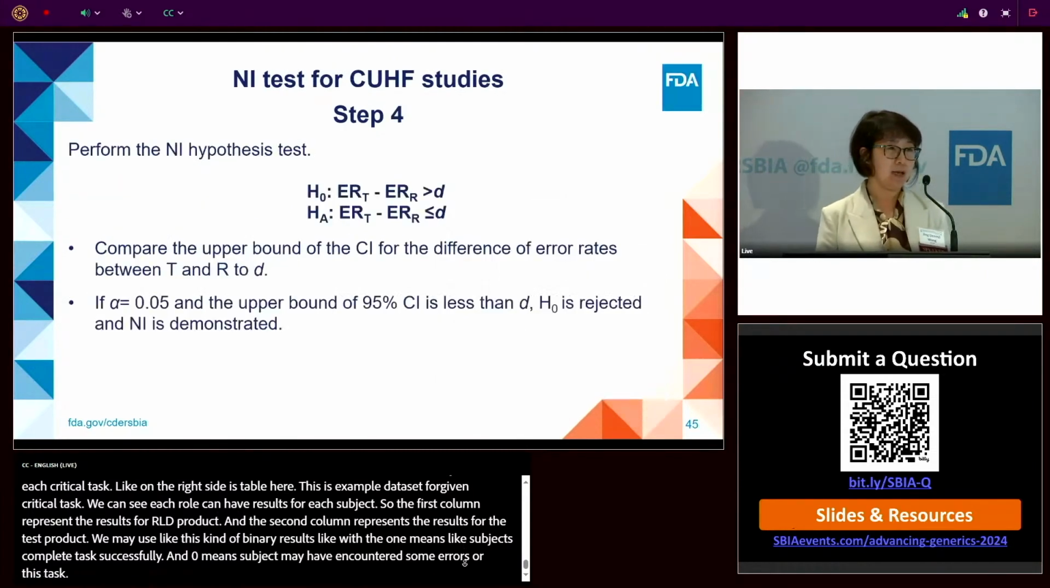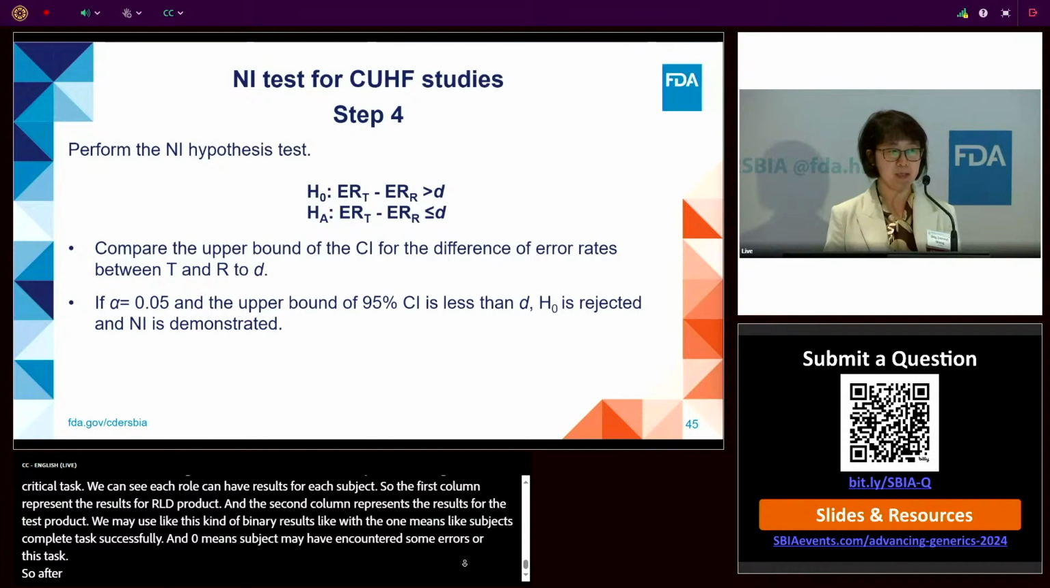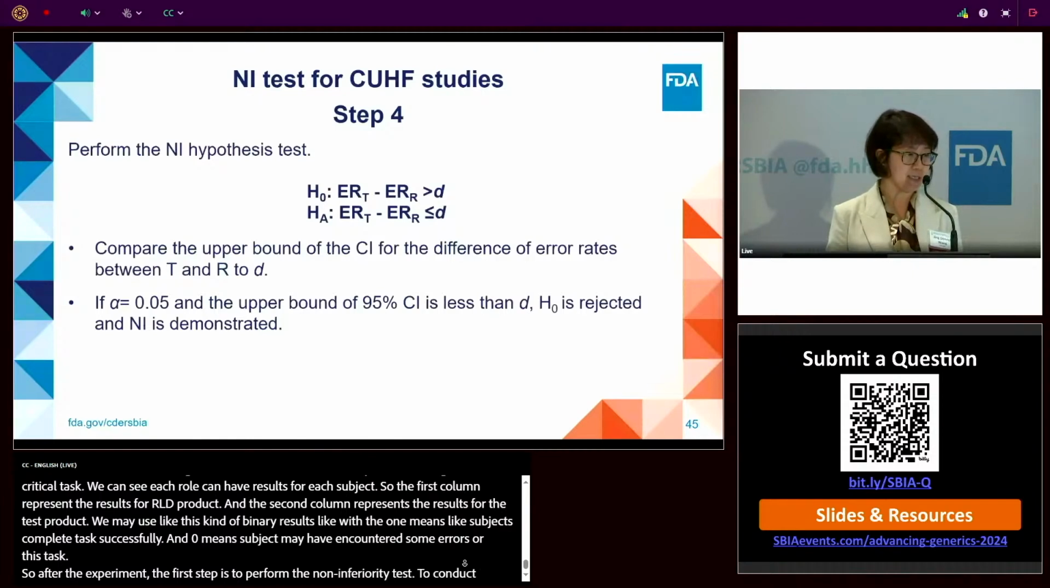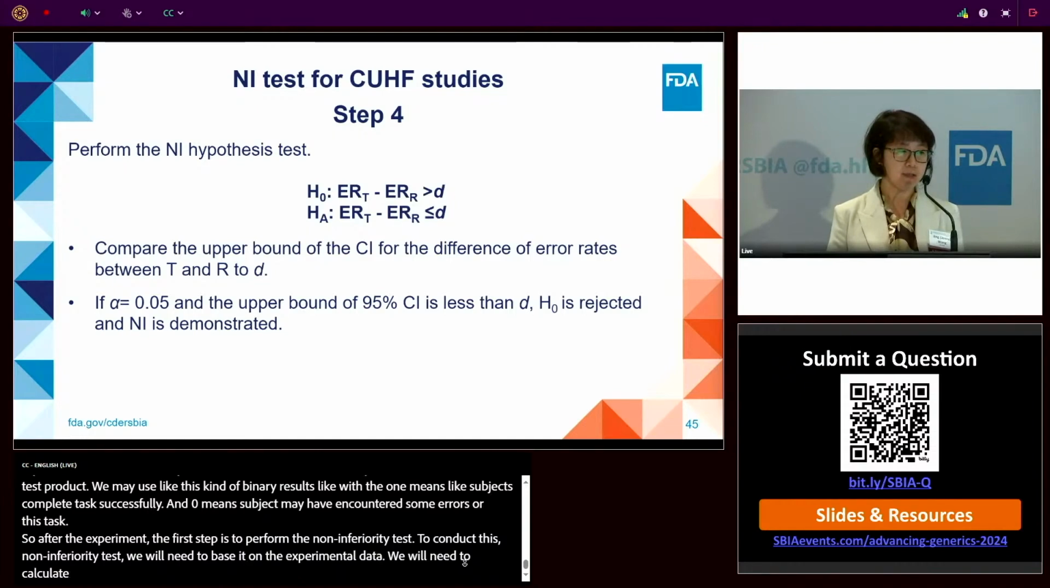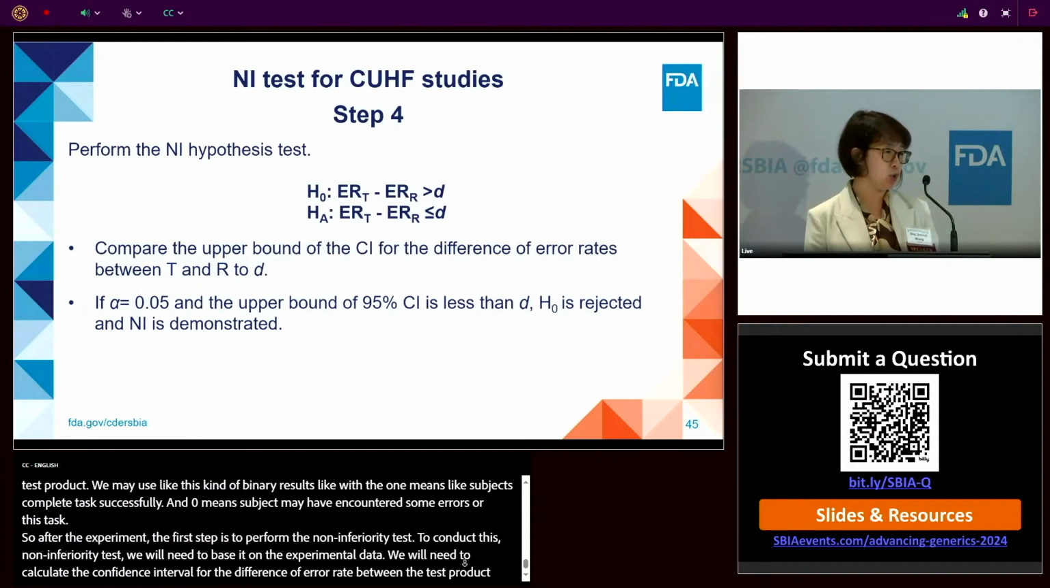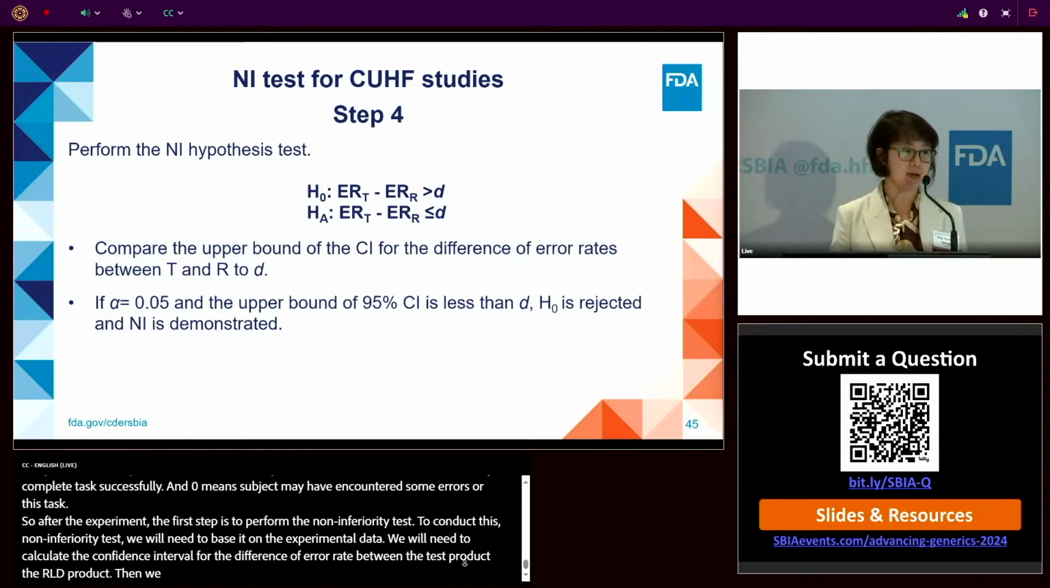After the experiment, the fourth step is to perform the non-inferiority test. To conduct this non-inferiority test, based on the experimental data, we will need to calculate the confidence intervals for the difference of error rates between the test product and the RLD product. Then we need to compare the upper bound of this confidence interval to the allowable margin D.